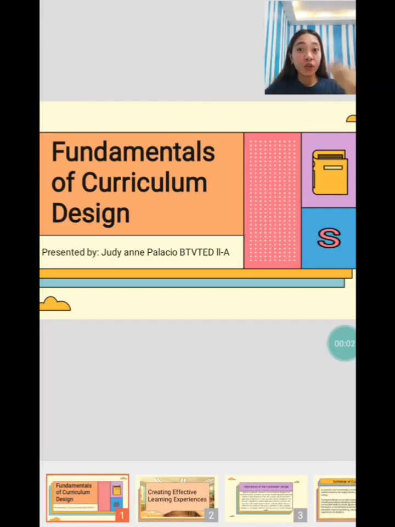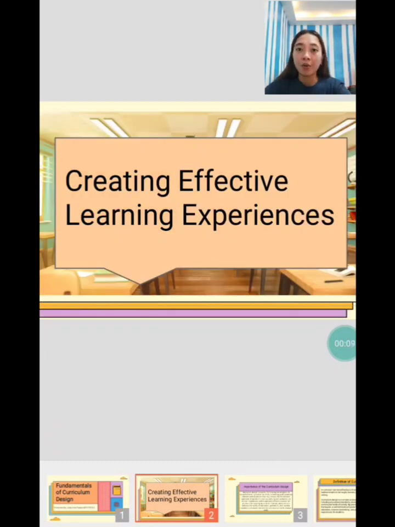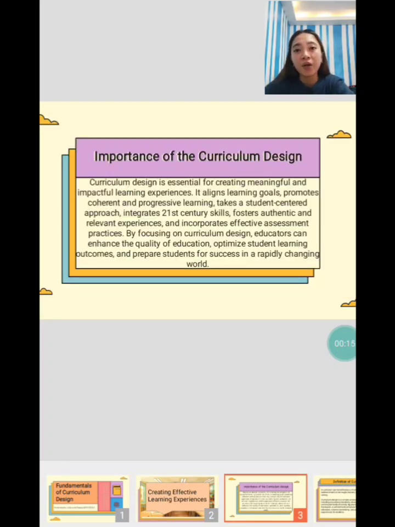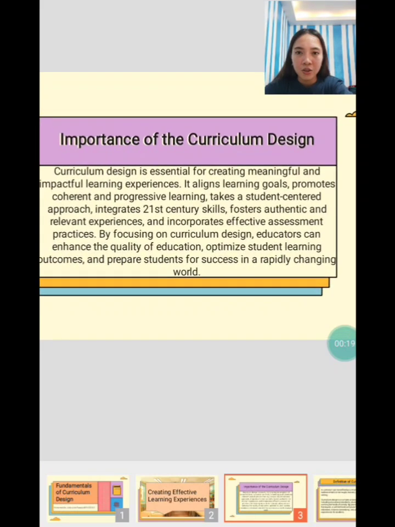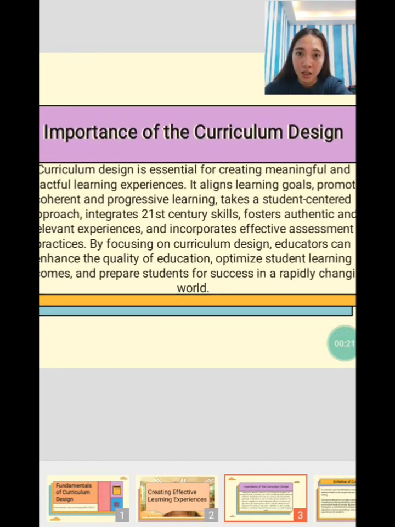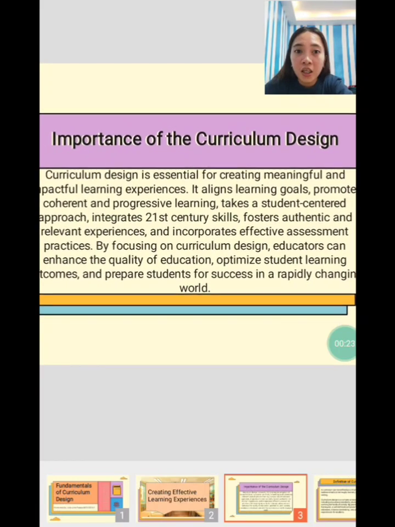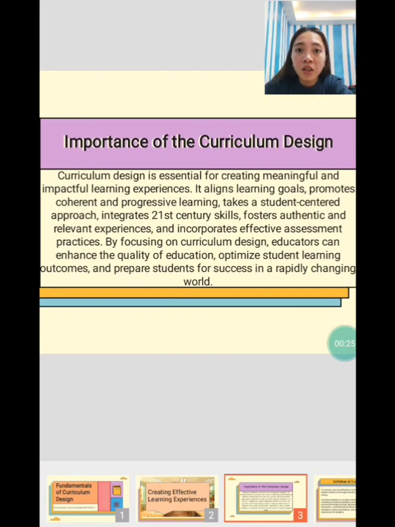Good day class, so what we're going to tackle is all about the fundamentals of curriculum design. Introducing the topic, which is creating effective learning experiences. Next slide is all about the importance of the curriculum design. So it says here that curriculum design is essential for creating meaningful and impactful learning experiences.